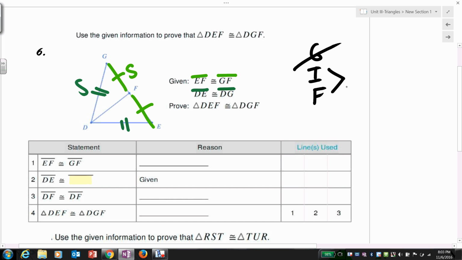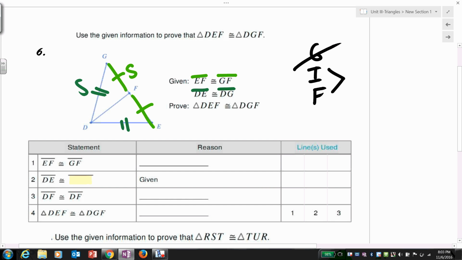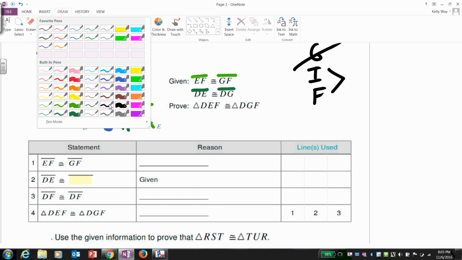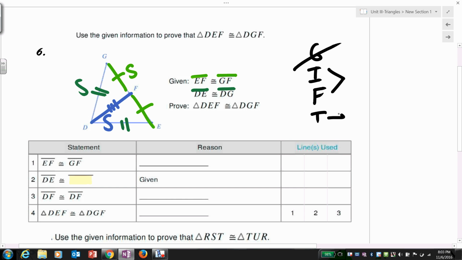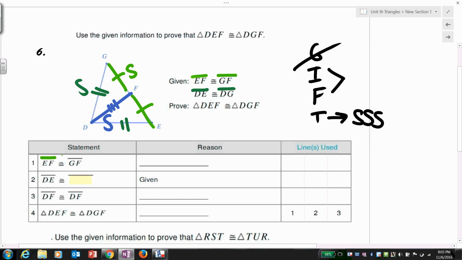Now implied and freebies. What else do we know is congruent here? Well, we also know that this side DF is congruent to DF because it's reflexive. So it's really easy to see when we do our talk through that we're going to end up with side, side, side. So now we just watch the proof. EF and GF are congruent. We know that because it is given.